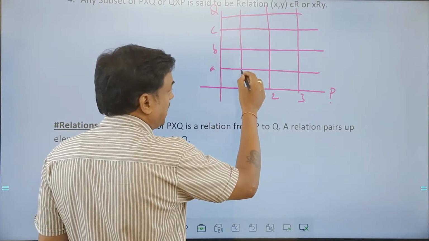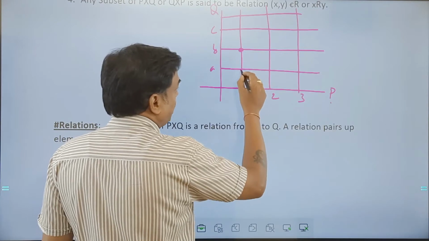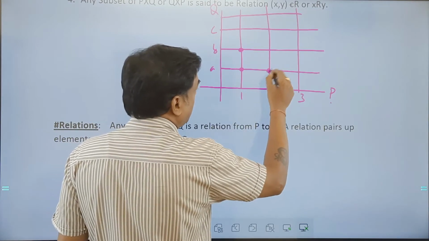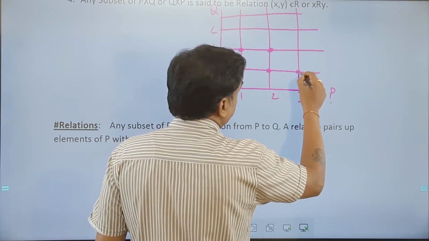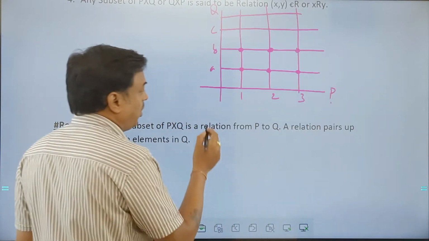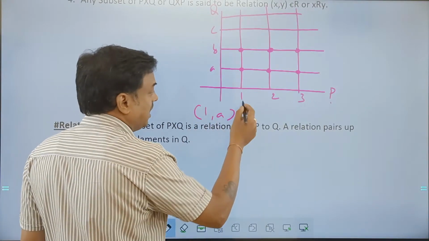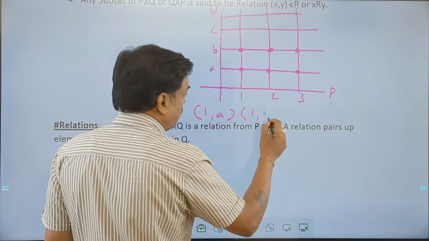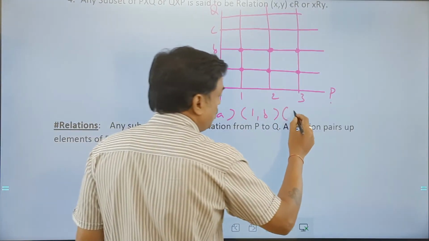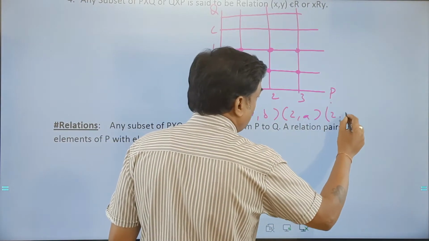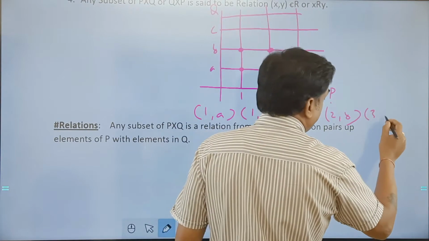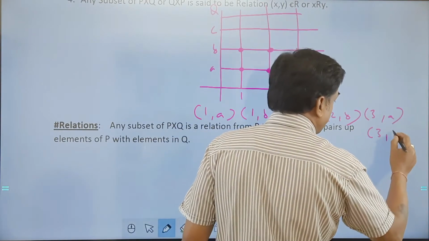So 1 to A, 1 to B, 2 to A, 2 to B, 3 to A, 3 to B. So the total order pairs will be like 1 to A, then 1 to B, followed by 2 to A and 2 to B, and followed by 3 to A and 3 to B.